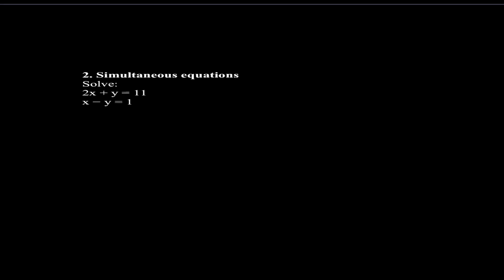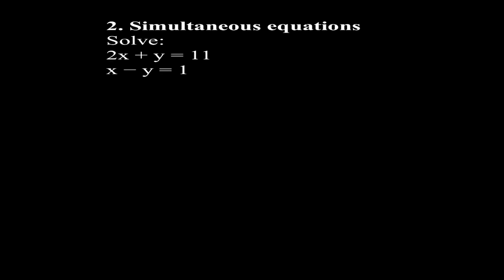Okay, what about this? We've got a simultaneous equation. So 2x plus y equals 11, and x take y equals 1. So this one's nice because they haven't even told you which method to choose. So you could solve this either by substitution or elimination. I'm going to do elimination in this case, but you could do either method. Both would give you the same solution.